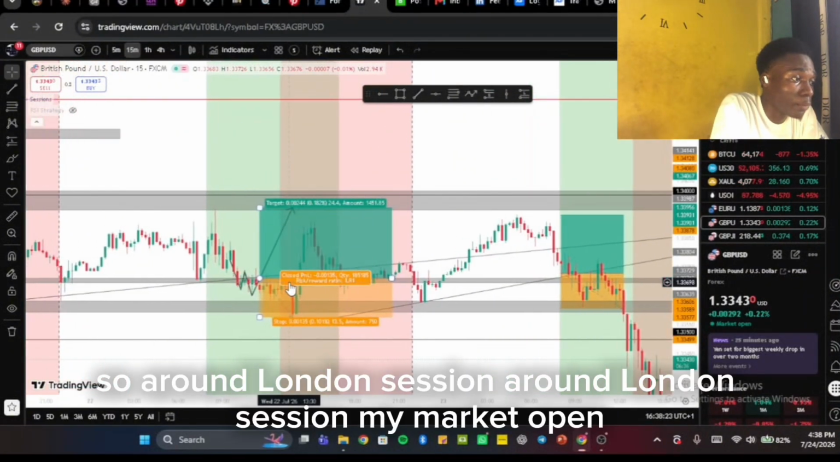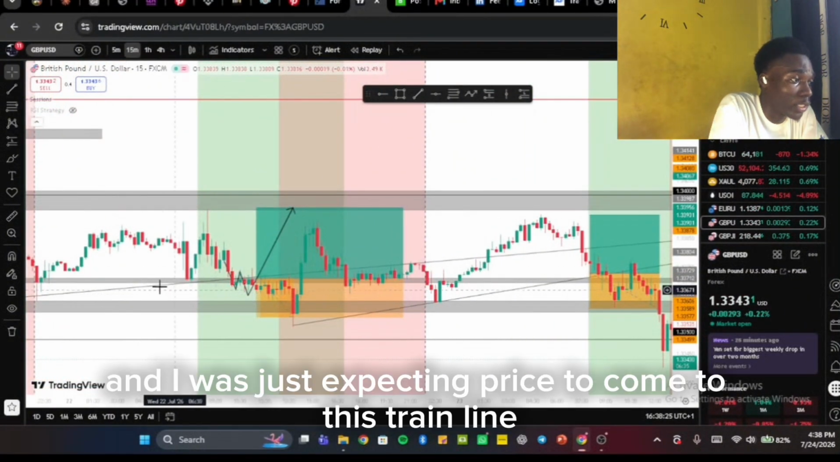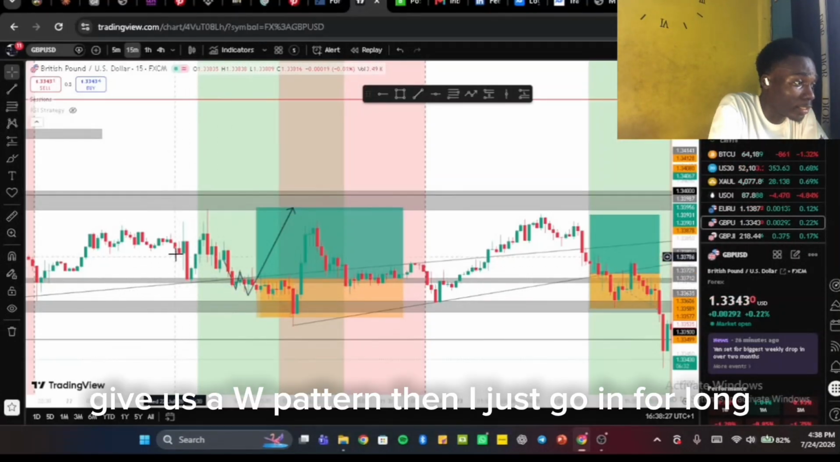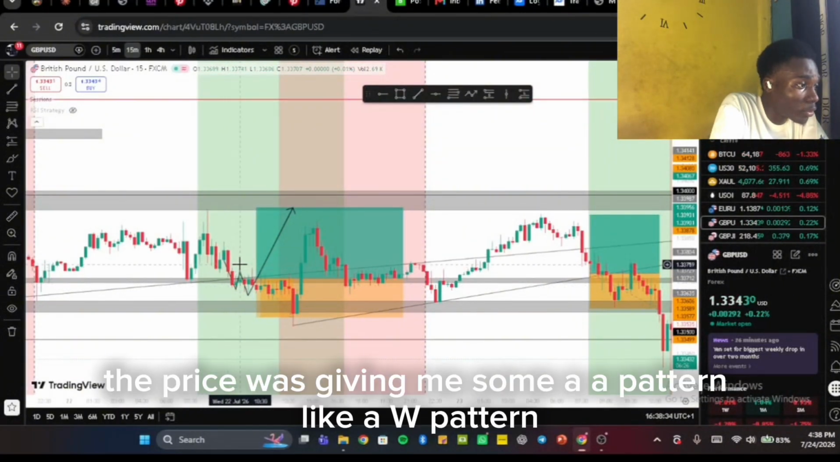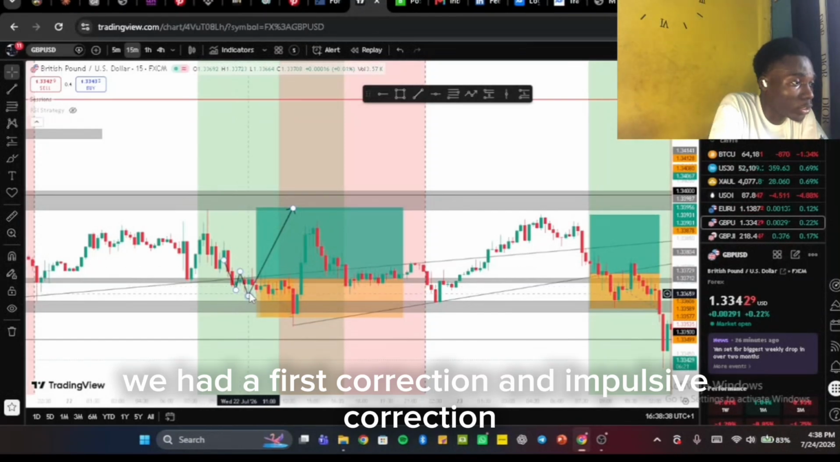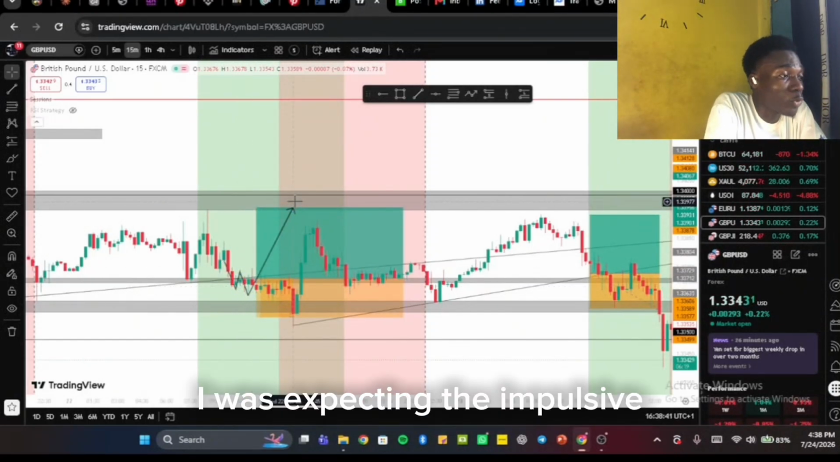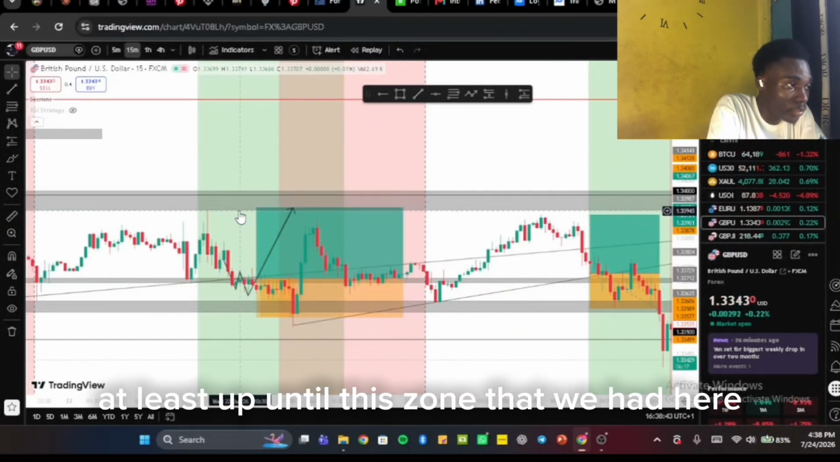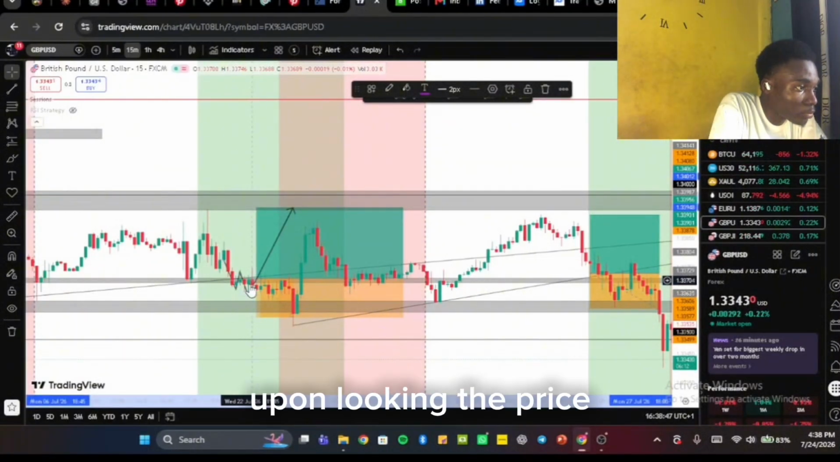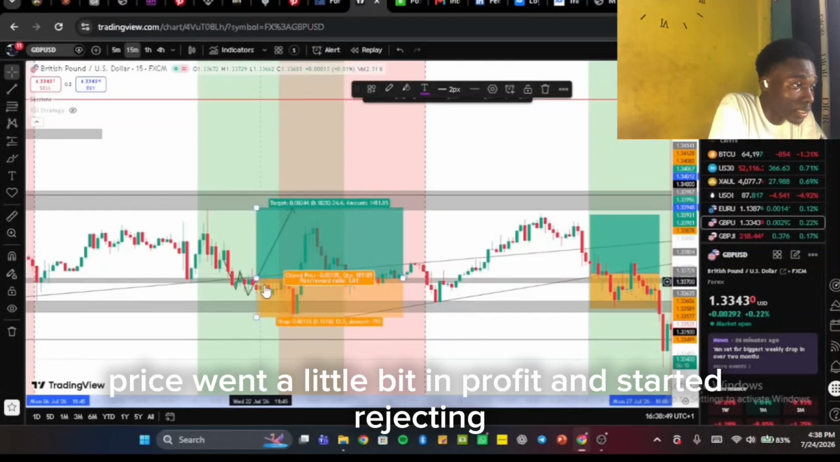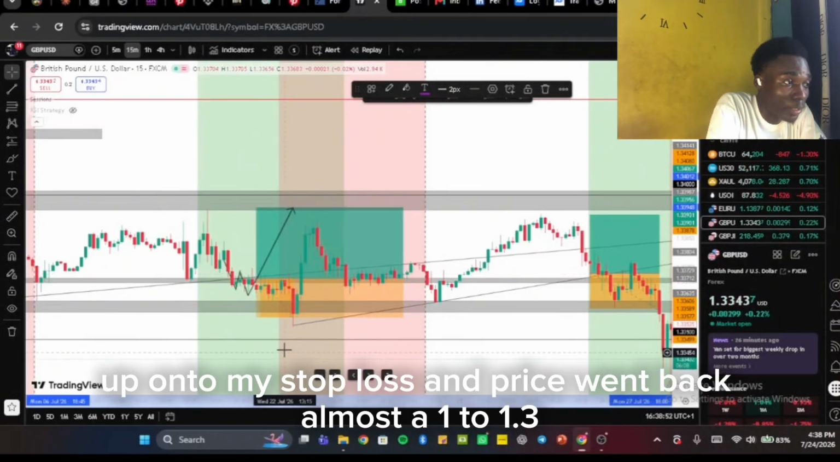Around the London session market open, I saw price tanking down, and I was expecting price to come to this trend line, give us a W pattern, and then I go in for long. Around this region, the price gave me a W pattern, with a first correction and an impulsive correction. I was expecting the impulsive move at least up until this zone. Upon looking, the price went a little bit in profit and started rejecting up onto my stop loss, and price went back.